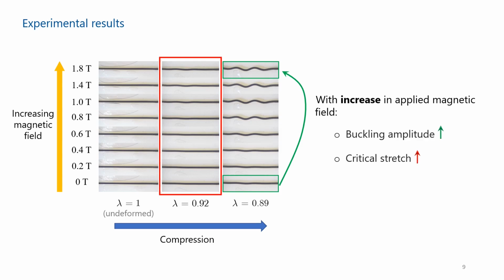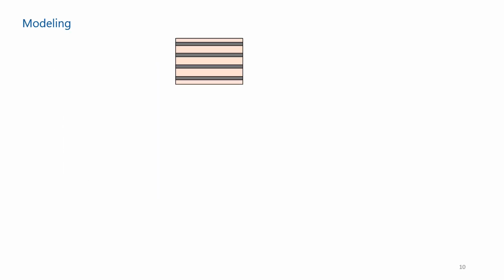As we can see, at stretch equal to 0.92, there is no buckling when there is no magnetic field, but at 1.8 Tesla, there appears to be some wavy pattern. Motivated by the experimental results, we analyze this system analytically. We use the periodic unit cell to model the response of MAE.